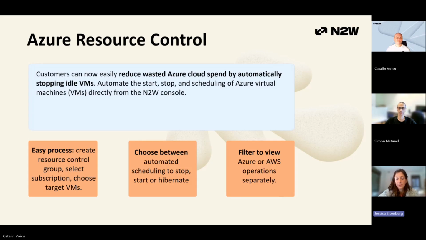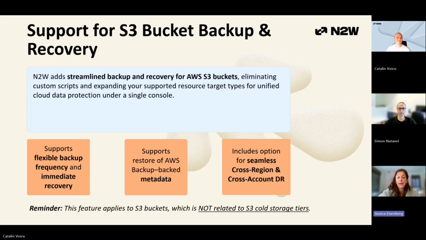So let's move on. Support for S3 bucket backup and recovery. Okay, so we do have a feature called Amazon S3 Bucket Sync. This feature is a great feature. It gives our customers the ability to sync and replicate static data between two Amazon S3 buckets.